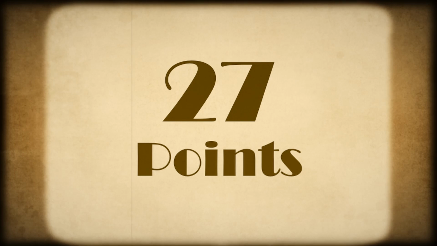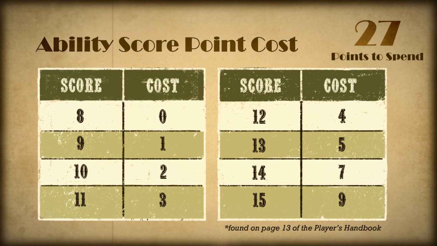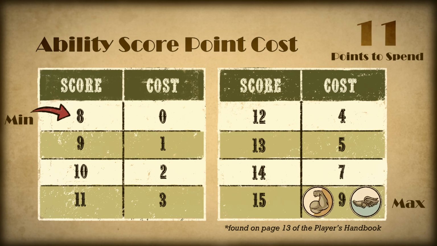You have 27 points that you can spend on your ability scores. The cost of each score is shown here on this table below. Keep in mind that you cannot have an ability score that is lower than 8. So go right ahead and start spending, folks. Choose whatever collection of numbers you like, but don't go over budget.